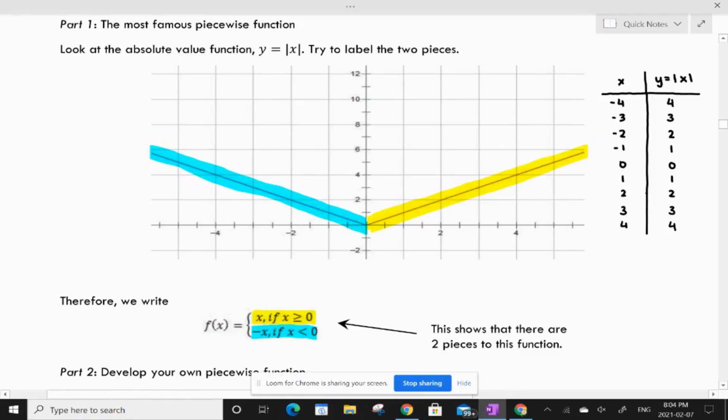So the absolute value function is composed of two separate functions. You have x if x is greater than or equal to 0, and then -x if your x values are less than 0. Now, like I said, this is the most famous piecewise function that we know about. Let's take a look at another graph now, where it isn't an absolute value function, and let's see if we can come up with the equation for the piecewise function instead.